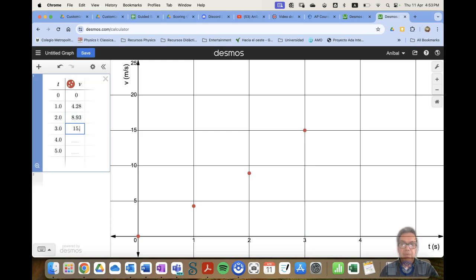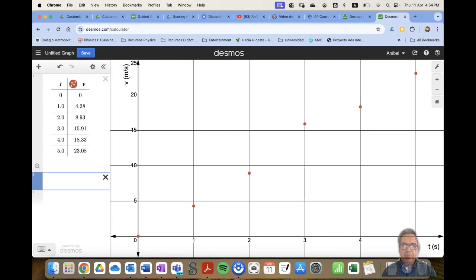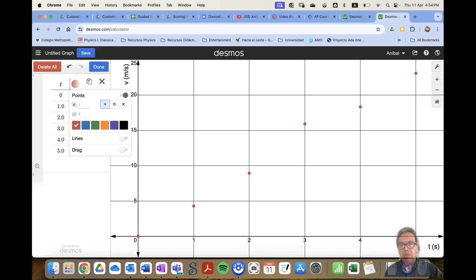Next, 15.91, 18.33, and finally 23.08. Now, you can see that this is not quite perfect, but it certainly resembles what should look like a straight line. Maybe some suspect data is the one for time 3, which looks way above what it should have. But the whole point is that these points are more or less on a straight line.